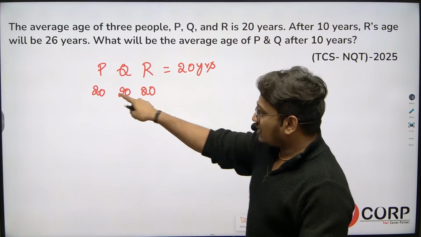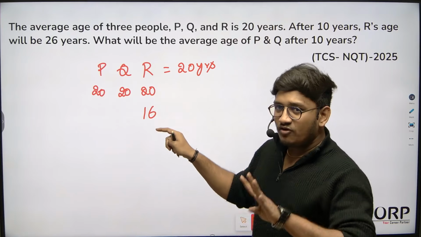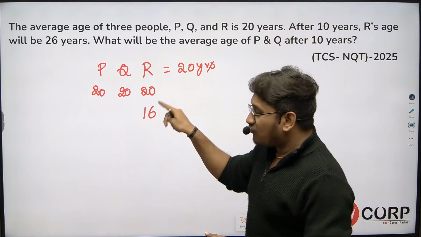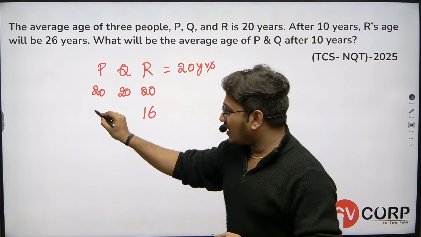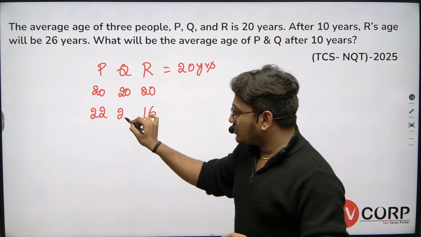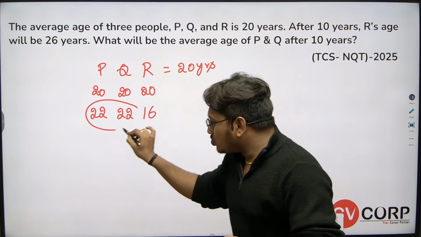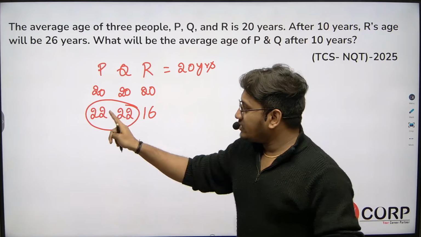Now, actually, we assumed it as 20, 20 and 20. Here, how much did it get reduced? 4 got reduced, right? This 4 will be equally distributed to the remaining 2 people. Now, I can say that P's age is 22 and Q's age is 22. So P's and Q's age will be 22 and 22.